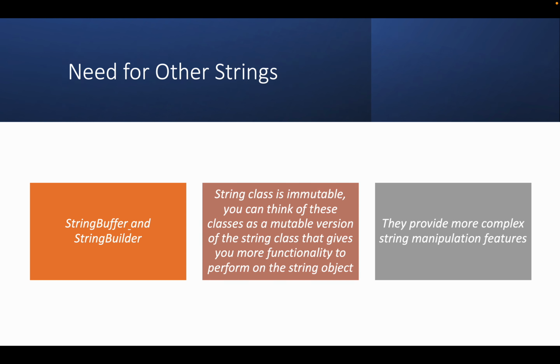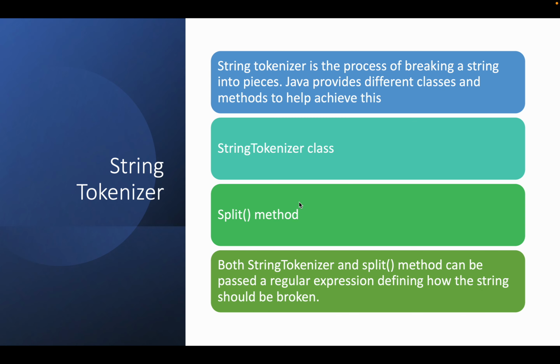Then we have other strings in Java which are complementing the already existing string class. We know that the string class is immutable. So these other strings, you can think of them as mutable versions of the string class. That gives you more functionality to perform on the string object. All they do is give you more complex string manipulation features. But these other strings are different in the way they are implemented.